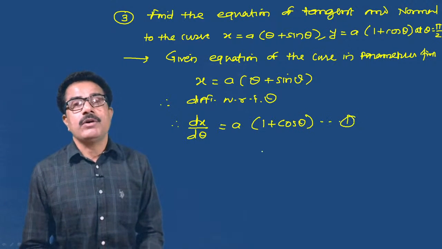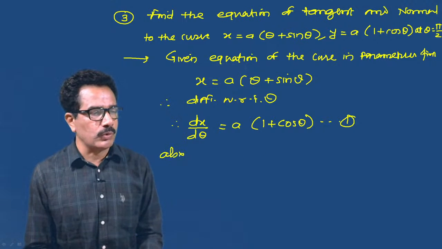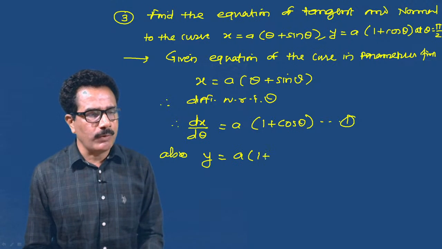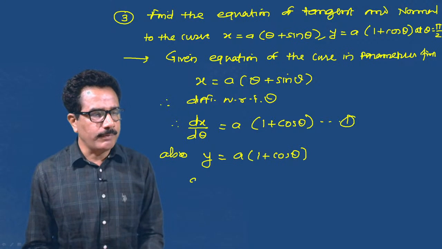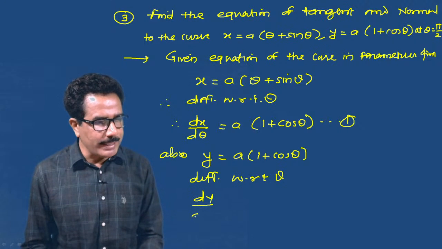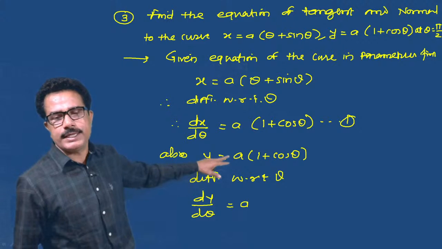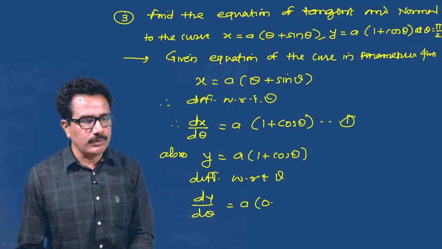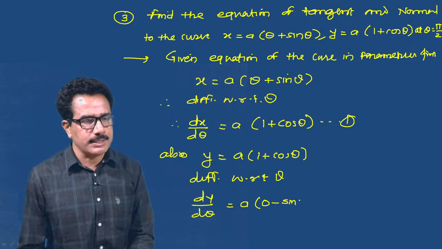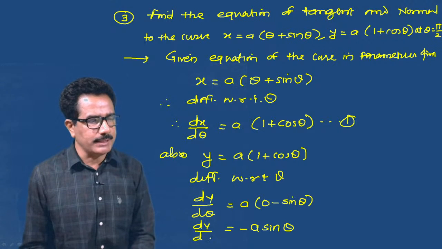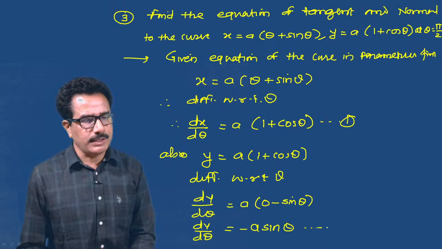Similarly, now tell me students, what is the derivative of y? Also y is equal to a in a bracket 1 plus cos theta. So differentiating with respect to theta, dy by d theta is equal to a, which is a constant coefficient here, in a bracket the derivative of 1 is 0 minus the derivative of cos theta, which is sin theta, that is equal to minus a sin theta, that is dy by d theta. So this is equation number 2.